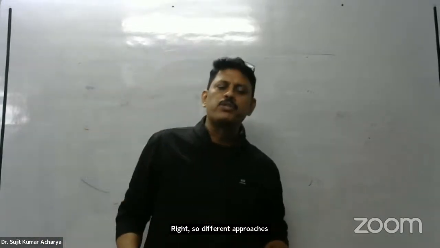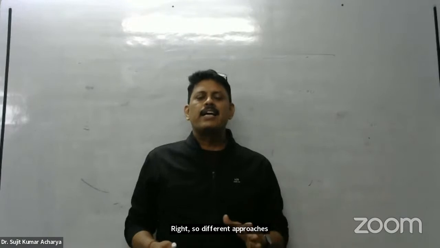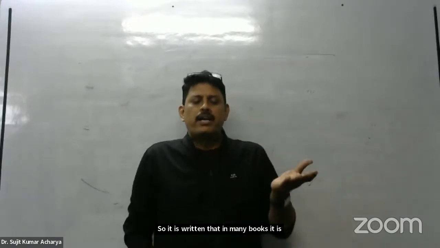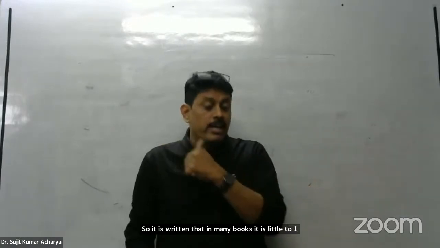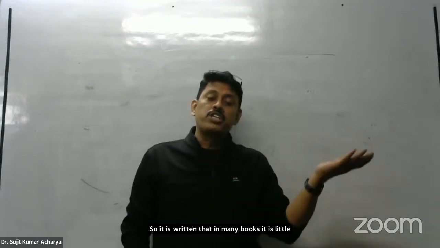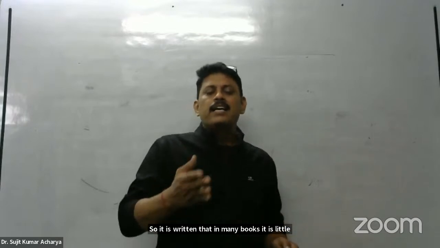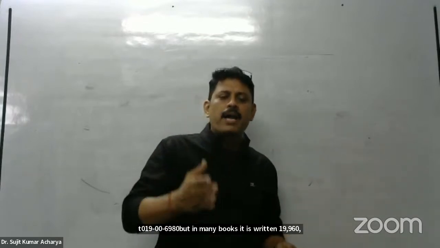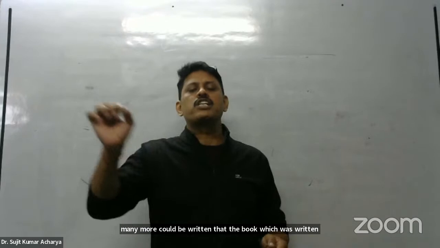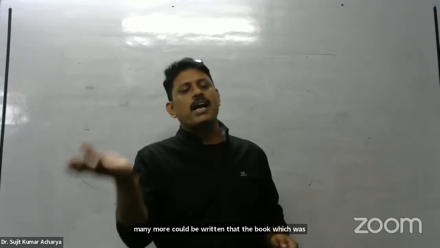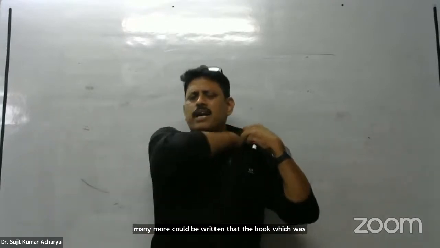Henry Fayol's 14 principles, so it is written in many books that it is 1916, 1918, but in many books it is written 1916. The book which was written by Henry Fayol is General and Industrial Administration.